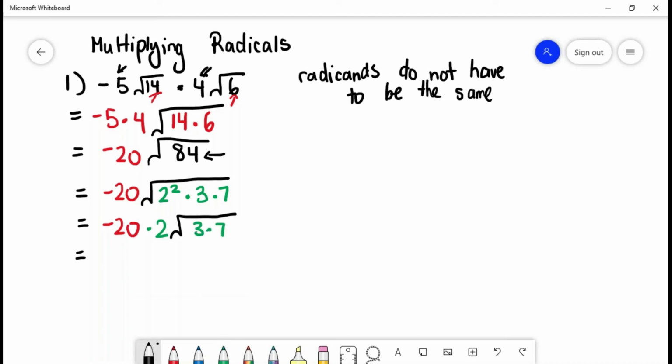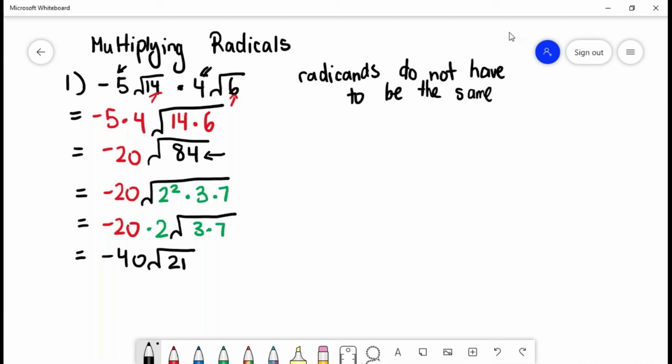So now if we simplify this, we have -20 times 2 on the outside of the radical, and that is -40. And inside of the radical, we have 3 times 7. 3 times 7 is 21. So therefore, this is our solution to this question. And now we're going to be doing one more multiplying radicals problem. And this will essentially utilize the distributive property, which is something I'm sure most of you are familiar with.